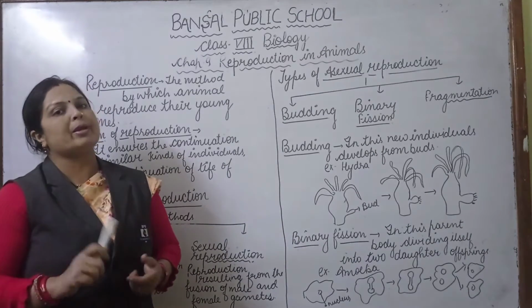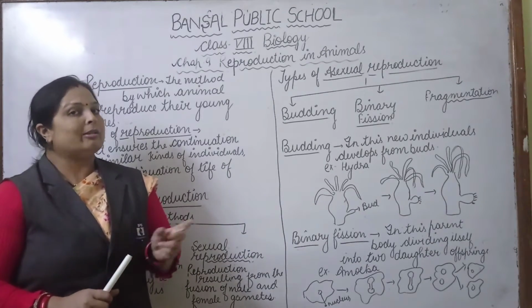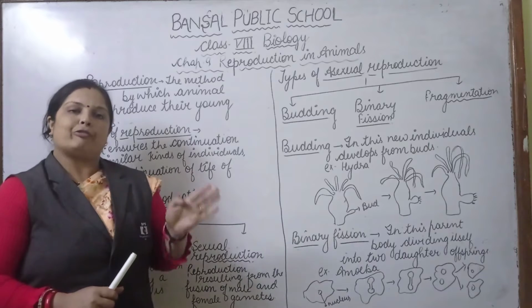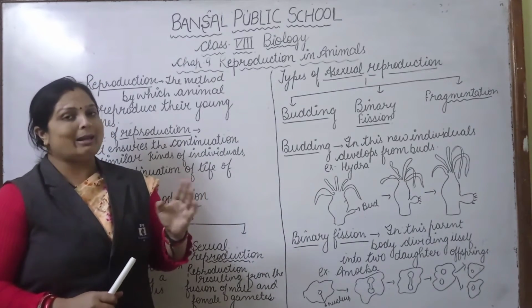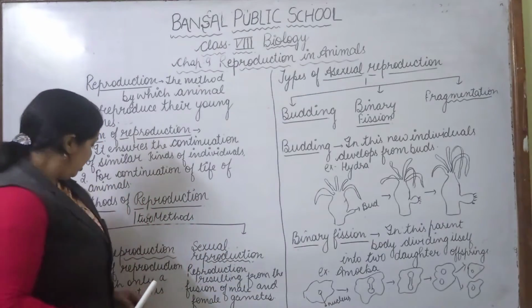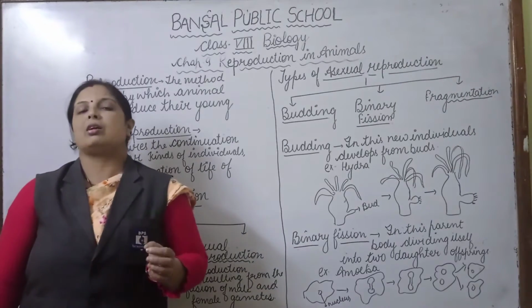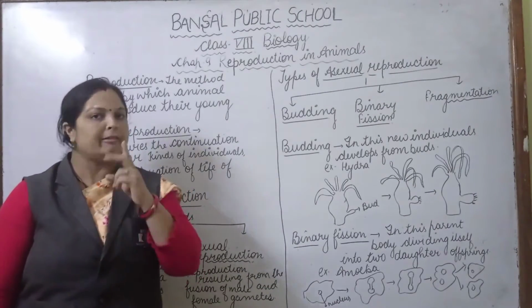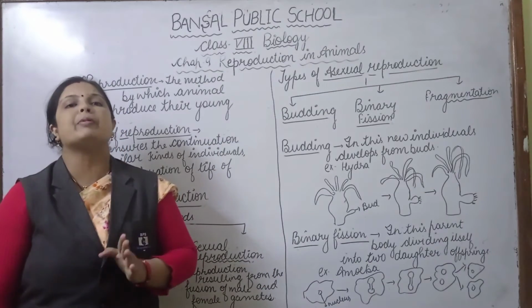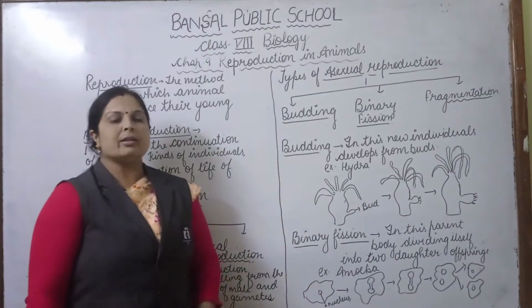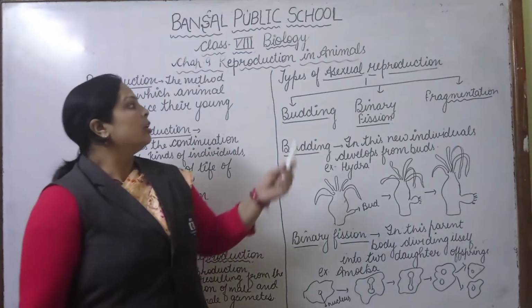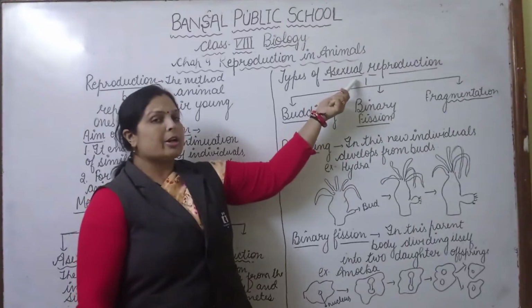So this is the main difference between asexual and sexual. In asexual, only one parent is involved, whereas in sexual, both parents are involved and fusion takes place between both gametes, the male as well as the female gamete. But in asexual reproduction there is no fusion between male and female gametes, because only one parent is involved. That is the main difference between asexual and sexual reproduction. Next, types of asexual reproduction.